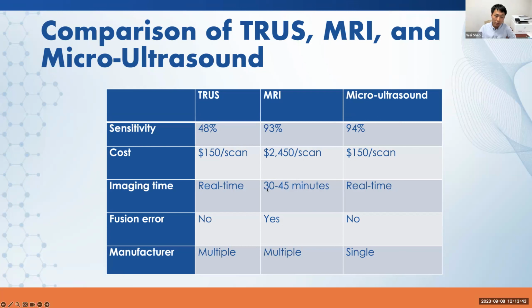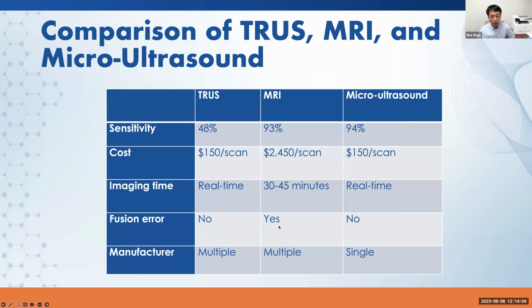Another disadvantage of MRI, as we discussed, is that MRI does not provide real-time imaging. So you have to have 2 sessions. The first session, you do MRI scanning. A few weeks later, for the second session, you need to align MRI with your real-time ultrasound image. And therefore, you could have some image fusion errors.